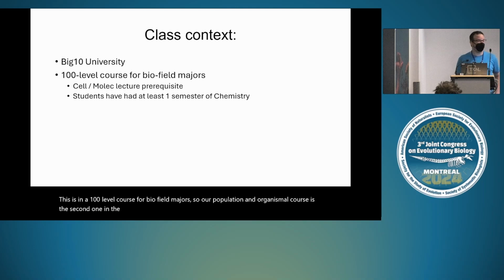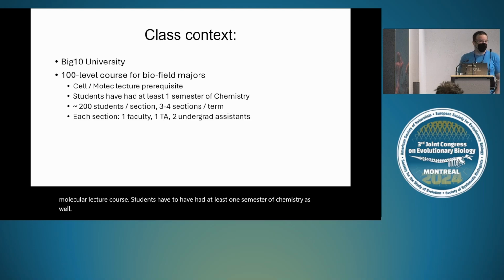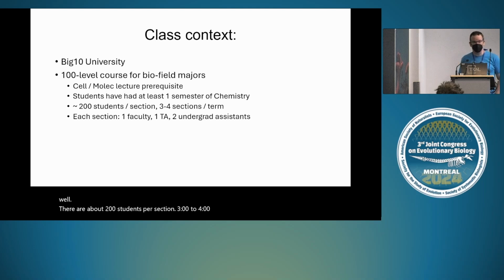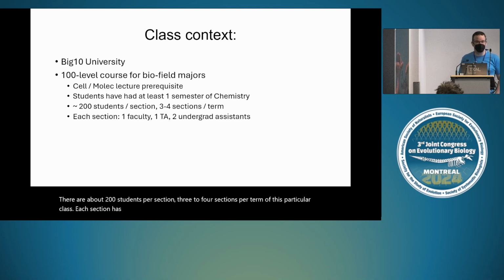So the students have already been through a cell and molecular lecture course. Students have to have had at least one semester of chemistry as well. There are about 200 students per section and 3 to 4 sections per term of this particular class. Each section has one faculty member, one TA, and generally 2 undergrad assistants. And we run these as highly active learning environments.